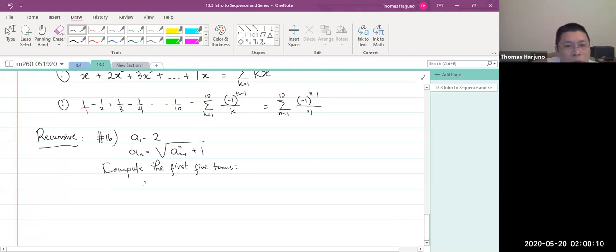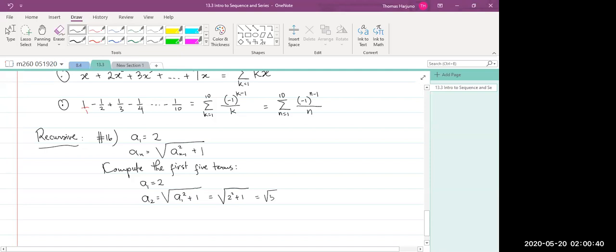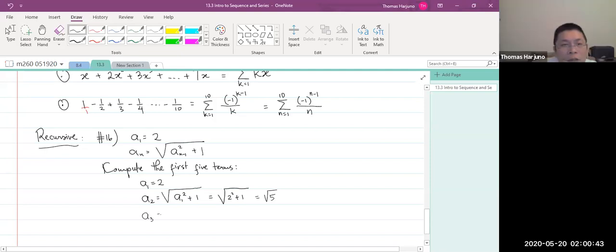So you see the first term is 2. That's easy, right? The second term will be the square root of the first term squared plus 1. What will that be? Square root of 2 squared plus 1 is the square root of 5. Then the third term is the square root of the previous term squared plus 1. What will this be?